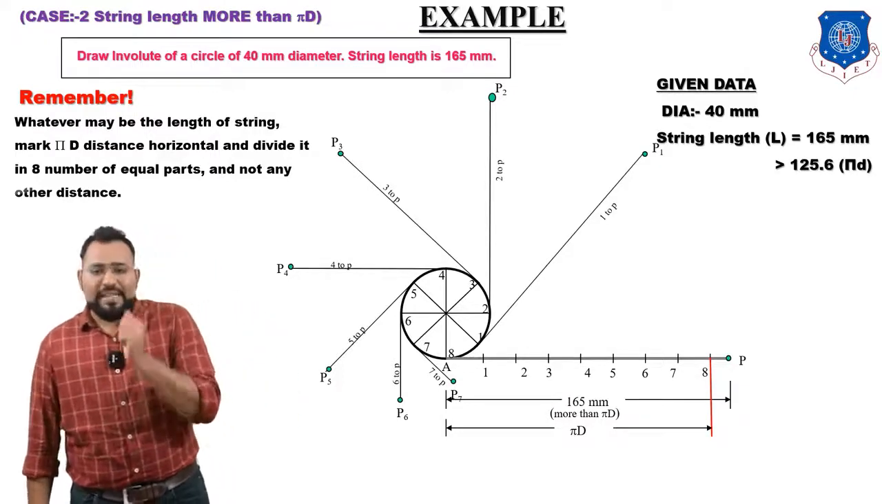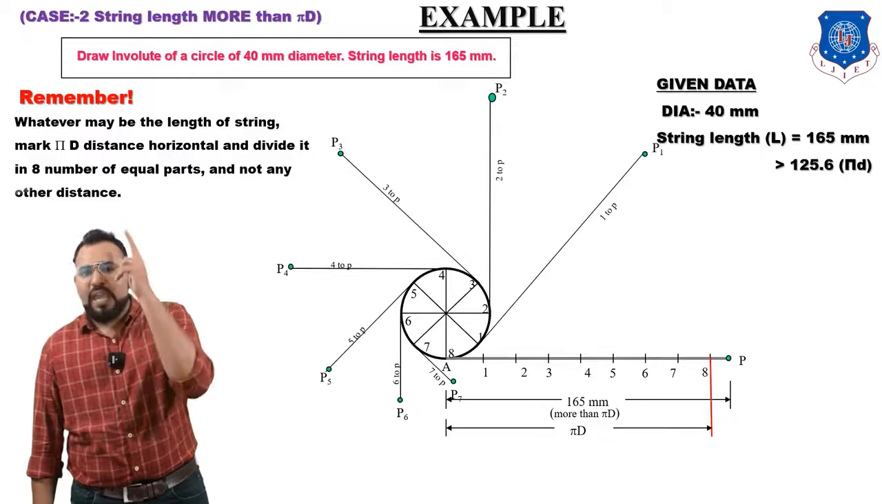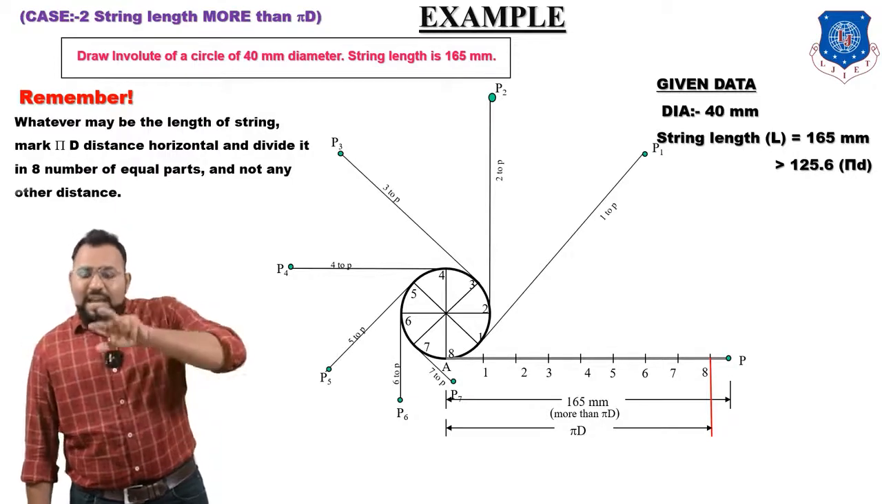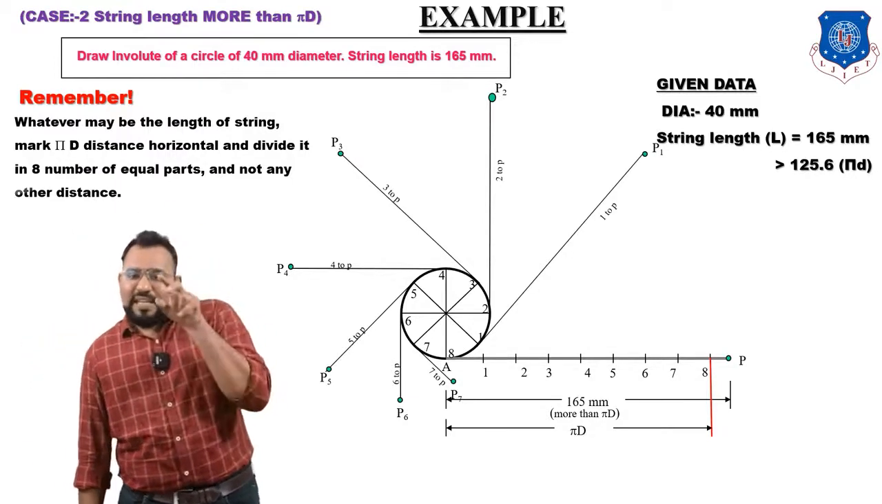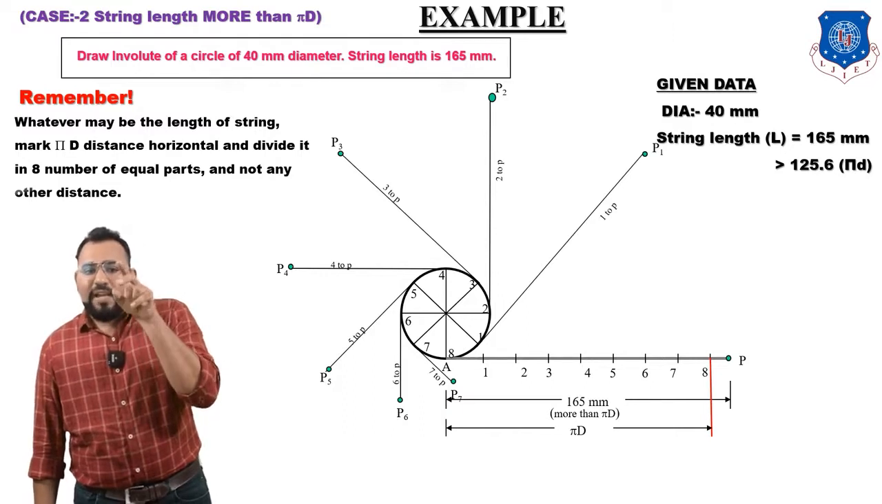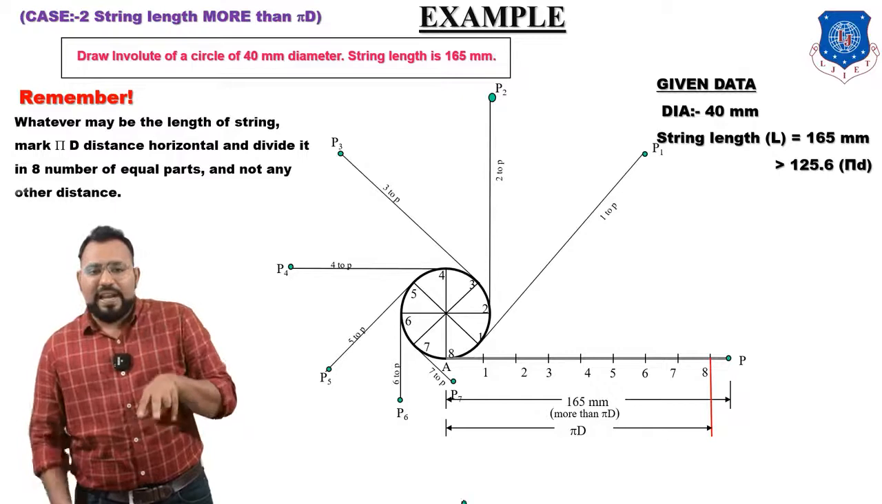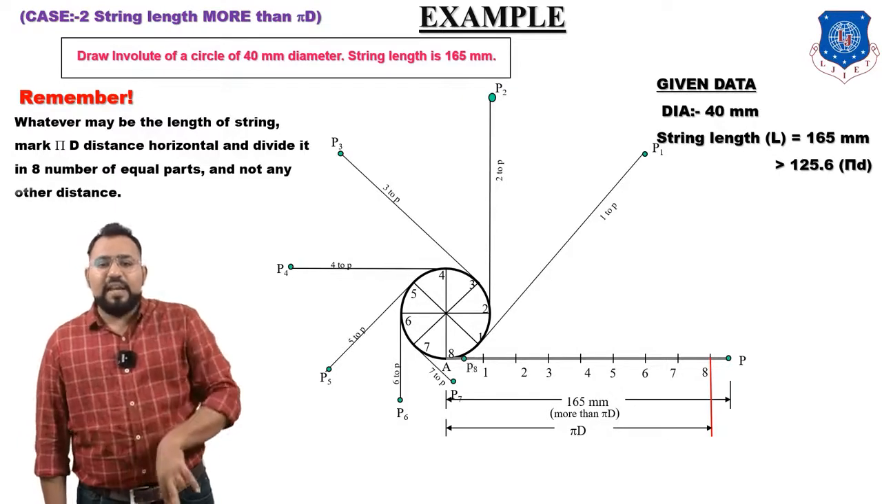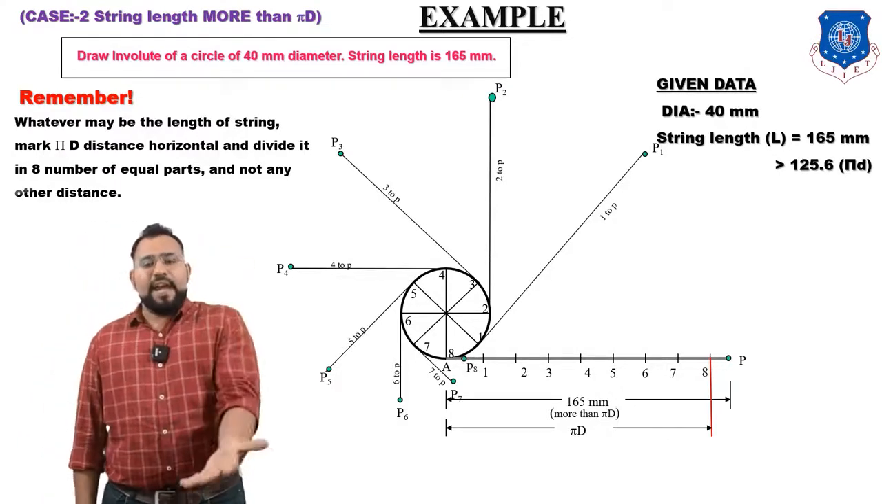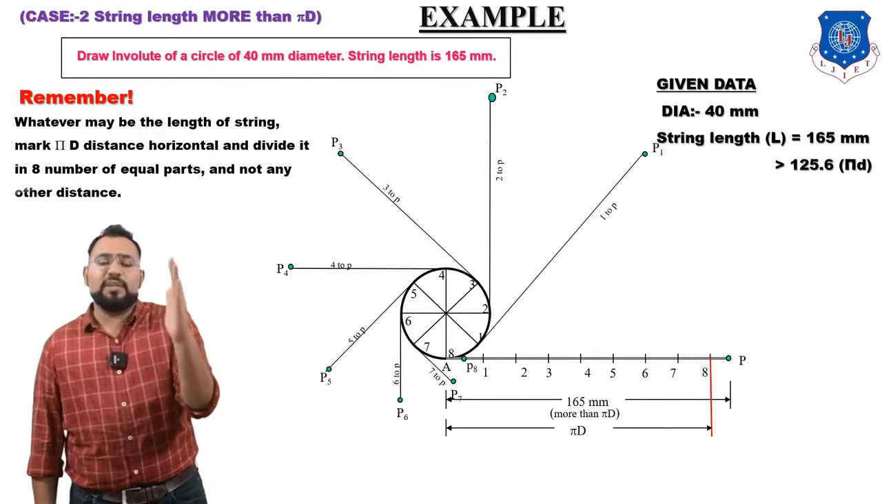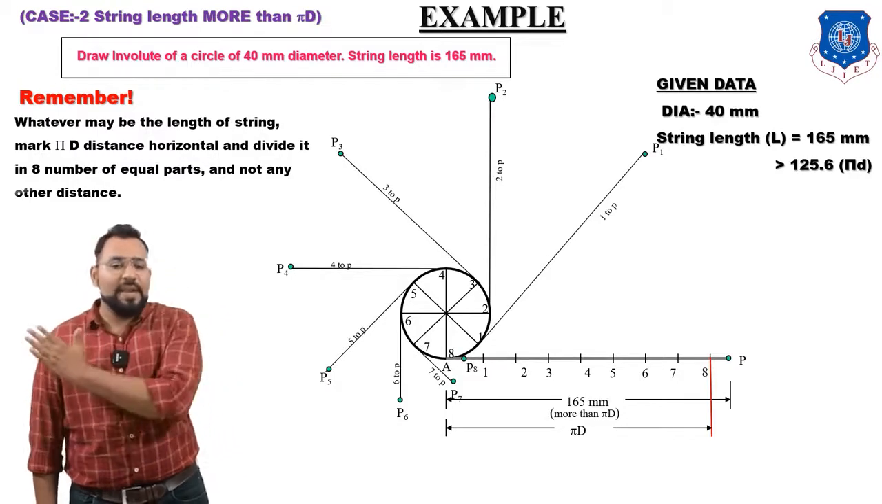Take a distance equal to 8 to P on the string length, and now come on to the circle and see point 8. Now with point 8 as a center, put an arc on the tangent which is coming from point 8 like this. Whenever it intersects, it will be your point P8. So now we have marked points P1, P2, P3, P4, P5, P6, P7 and P8.